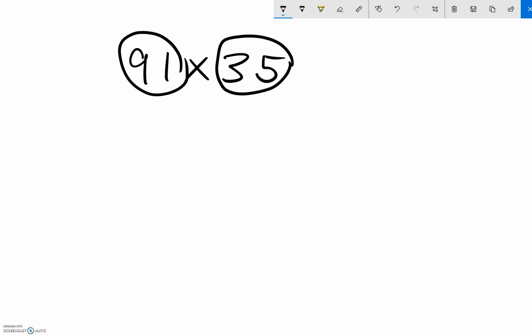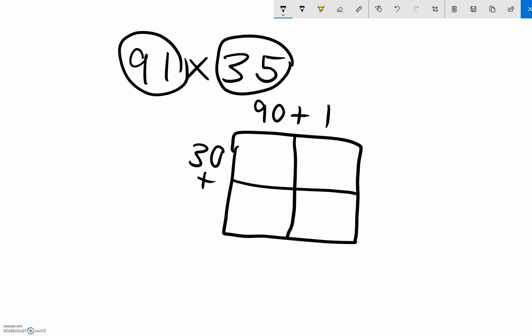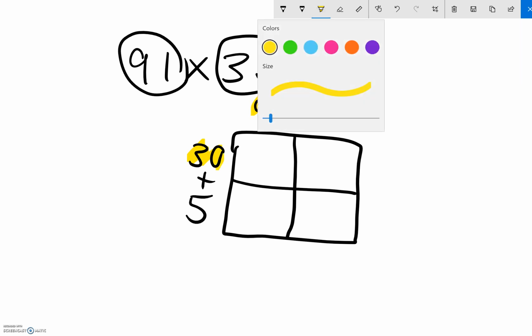2 by 2. Okay, looks like the window panes in an old house. There we go. 91 can go here. 90 plus 1 is 91. And 35 will go here. 30 plus 5. Now it's time to multiply. First, I'm going to multiply 90 by 30.